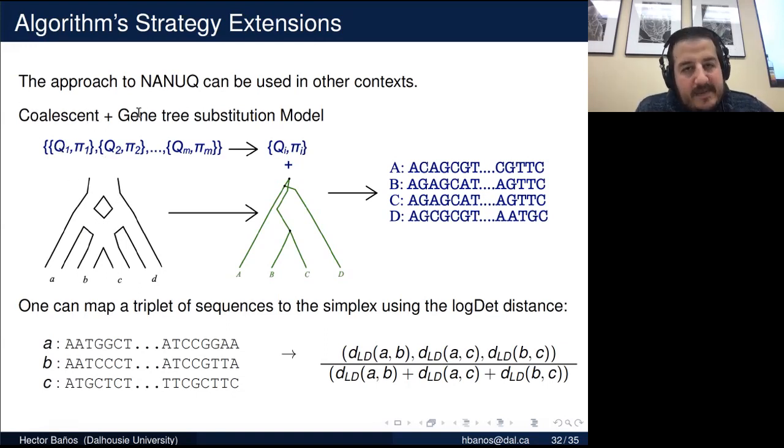Suppose you have the coalescent process plus a gene tree substitution model. So suppose you have your species network, and then you sample gene trees from that, and then you have a set of GTR parameters, and you sample one, and then you generate a sequence, and then you keep sampling pairs of these, and then you concatenate those sequences. Then one can map the triplet of sequences to the simplex using the LogDet distance. So if you have a sequence of 3 species, you can assign the point of the simplex defined by the LogDet distance between A and B, A and C, and B and C, and then normalize that. If you are not familiar with the LogDet distance, it doesn't matter. It's just a really nice distance. But you can have this map.